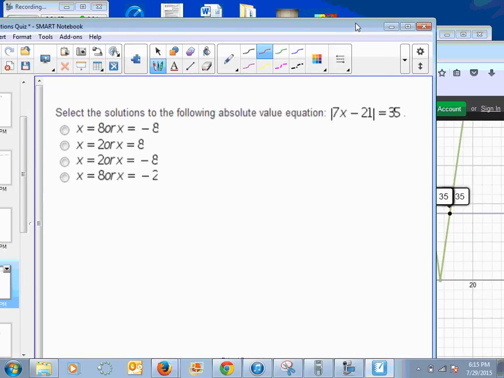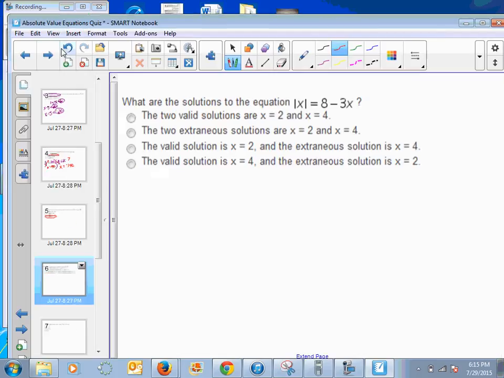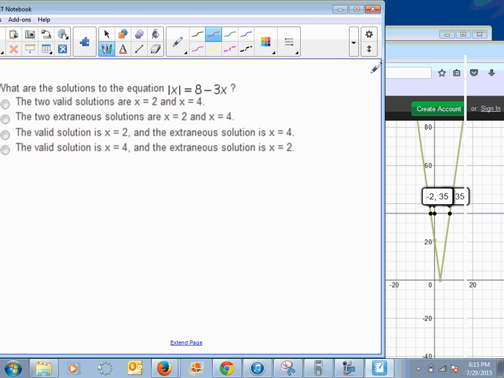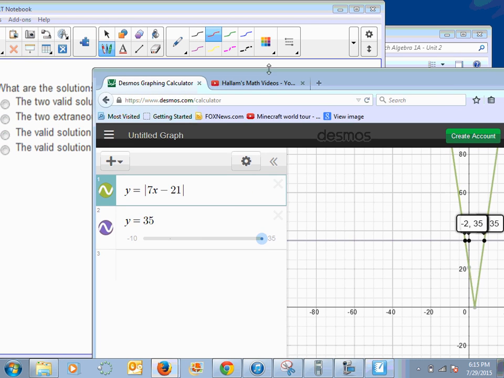So, excuse me, the negative 2 or the 8, like that. So just another way to look at that. Let's try another one. What are the two solutions to the equation? Absolute value of x.